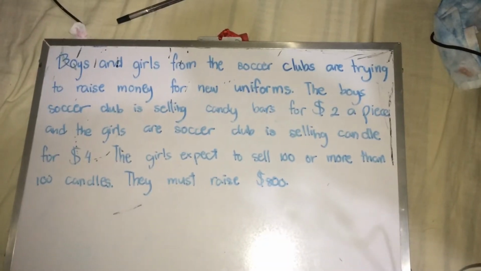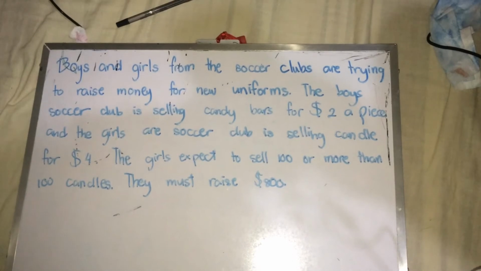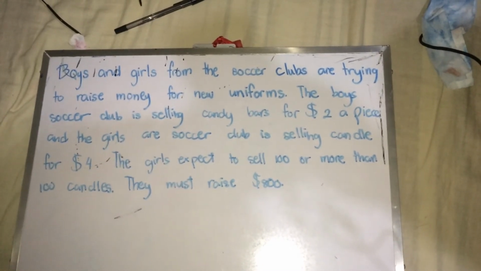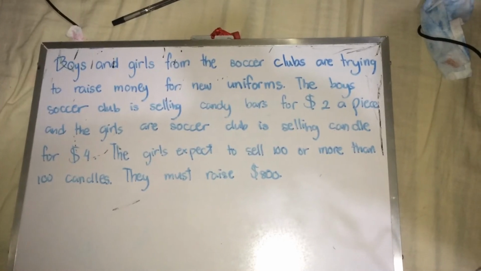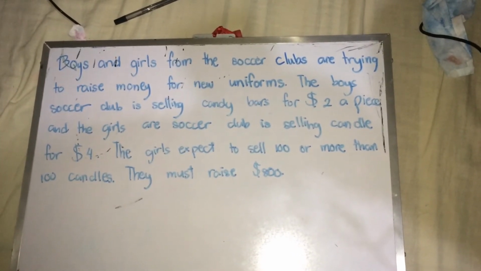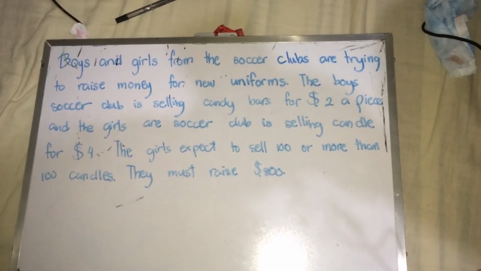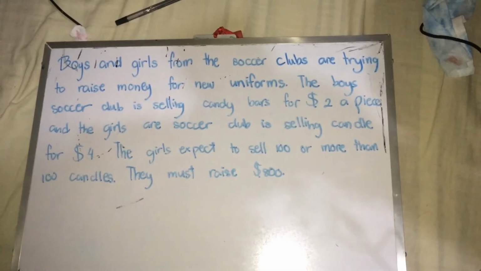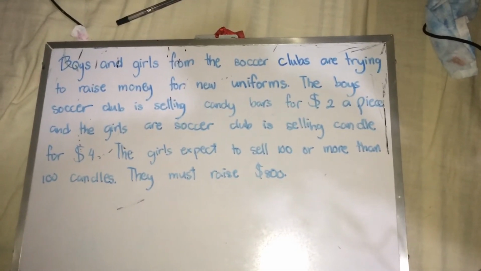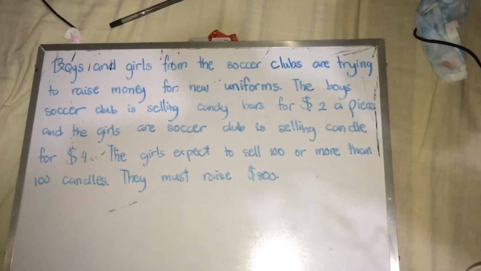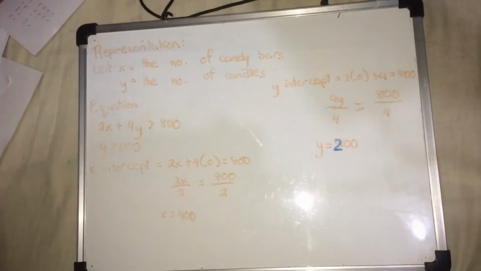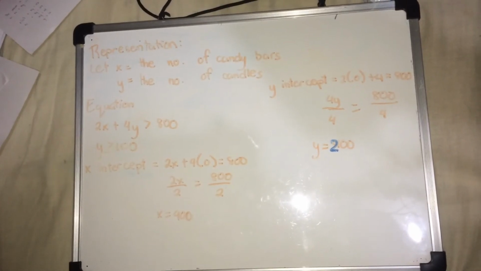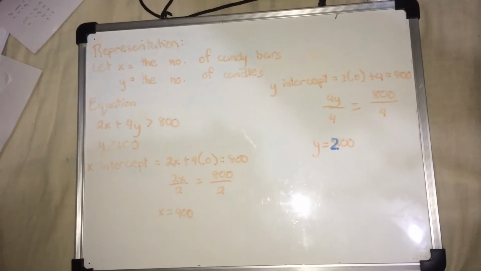Our problem is: boys and girls from the soccer clubs are trying to raise money for new uniforms. The boys' soccer club is selling candy bars for $2 a piece, and the girls' soccer club is selling candles for $4. The girls expect to sell 100 or more candles. They must raise $800. Representation: let x be the number of candy bars, and let y be the number of candles.